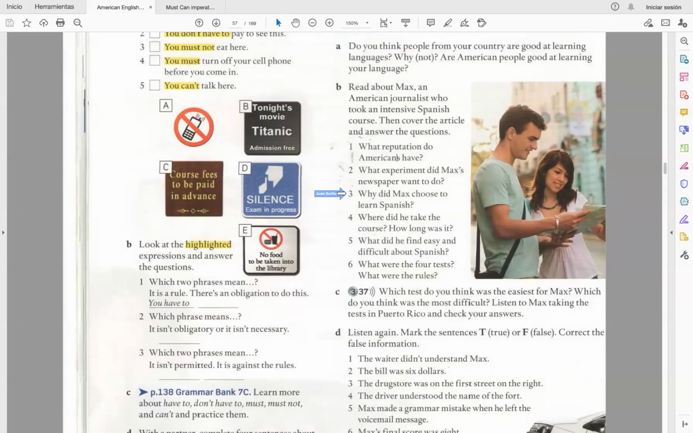Very good. Number 3, Maca, why did Max choose to learn Spanish? Because he would like to visit Puerto Rico and other places in Latin America, and he doesn't want to be someone who expects everyone else to speak English. Okay, very good. Very complete answer. Excellent. Very good. Number 4, Carla?